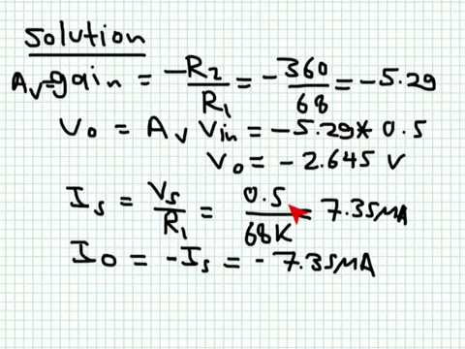So it's 0.5 minus 0 over 68K, and this will give you 7.35 microampere. We agreed as well that I naught is equal to minus Is because there is no load resistance, and there is no current flowing into the negative terminal. So I naught is equal to the negative of this value, which is minus 7.35 microampere.